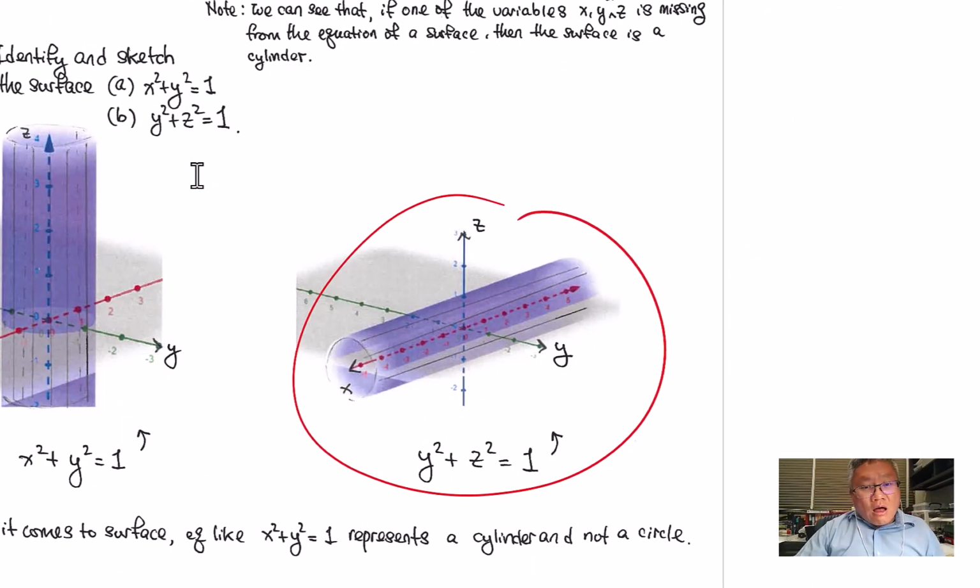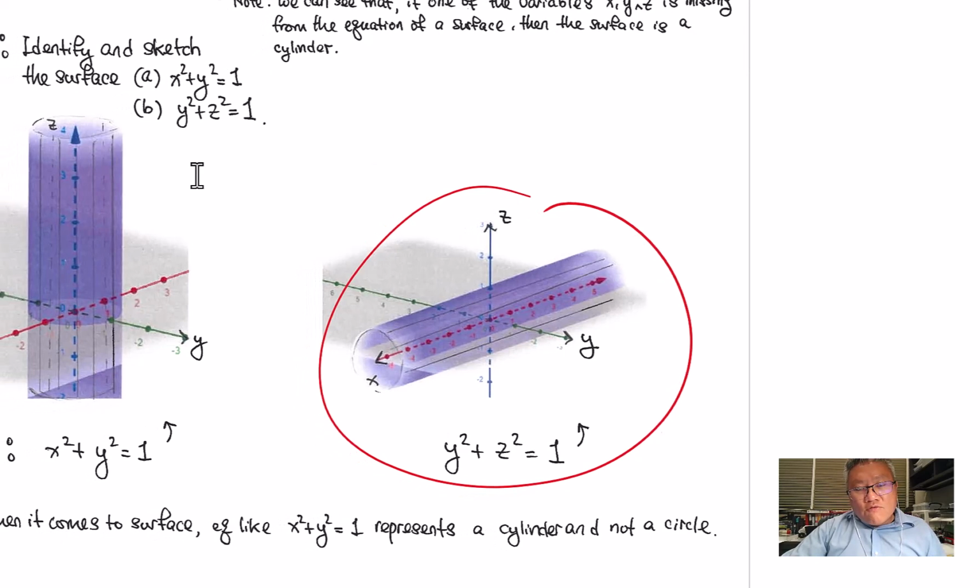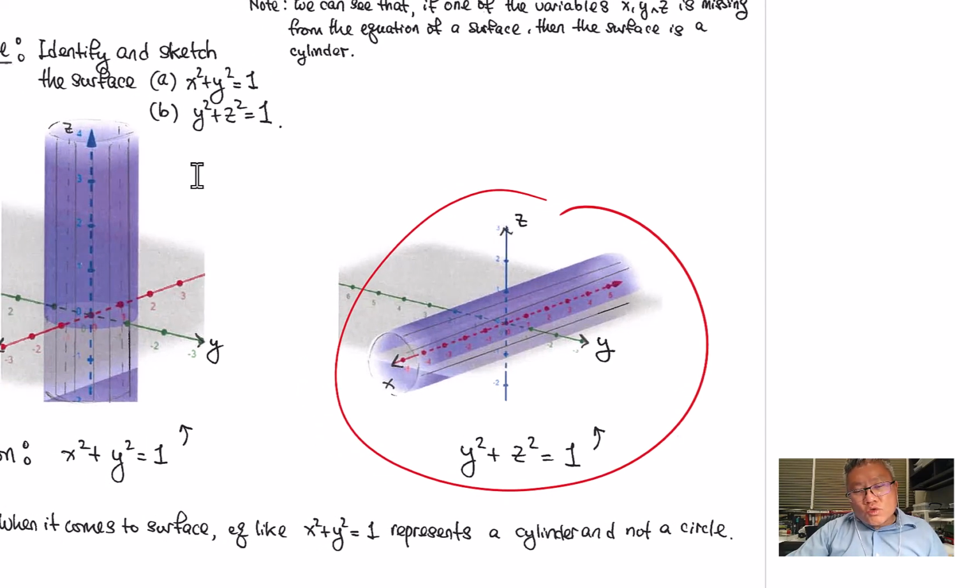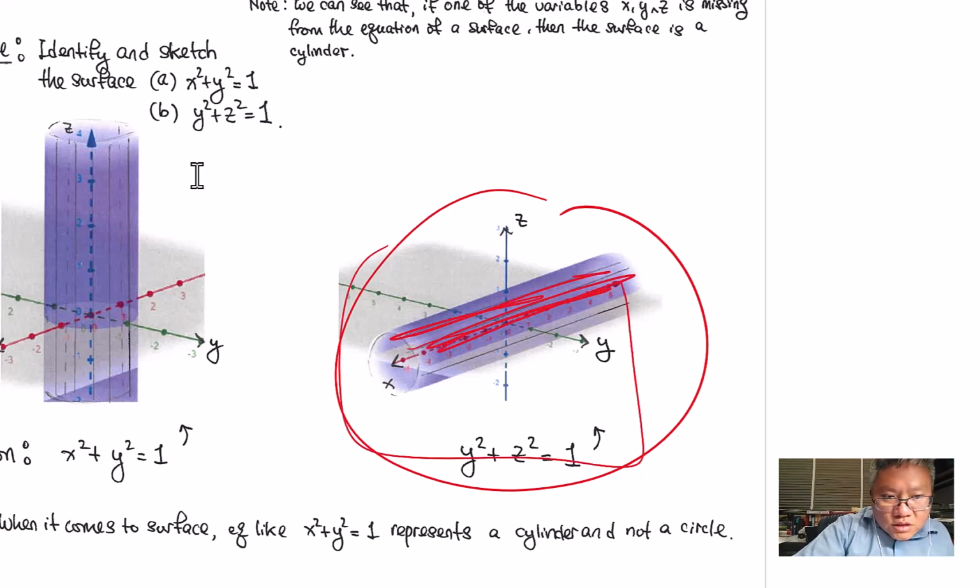So again, this time though, if you do your horizontal cross sections, you can also see that they give you lines, right? But vertical cross sections like that are going to give you circles. So again, putting these two together, you know that you have a cylinder.